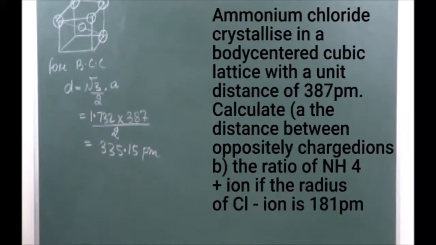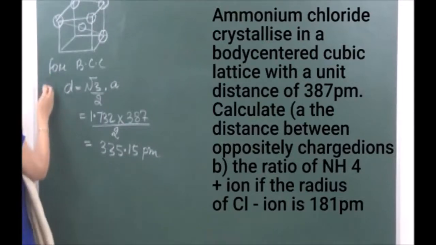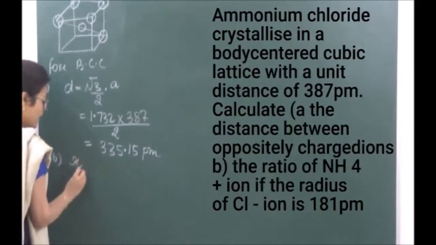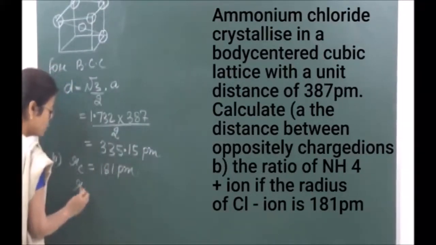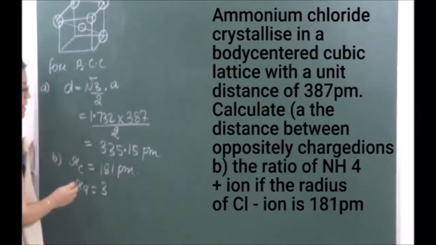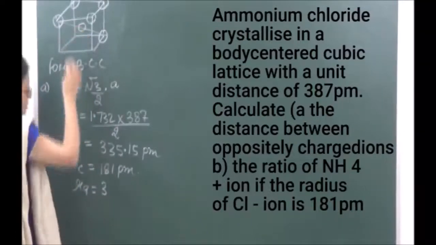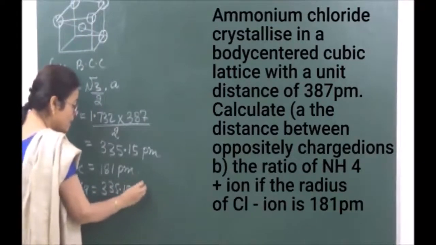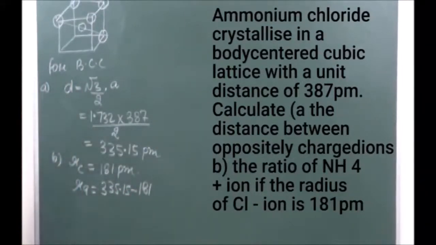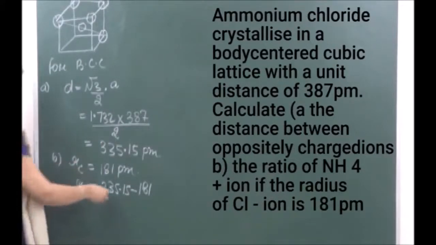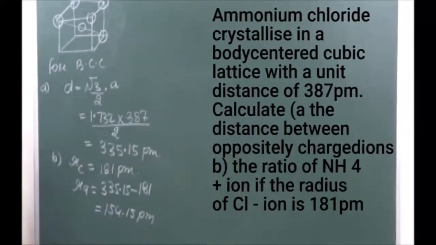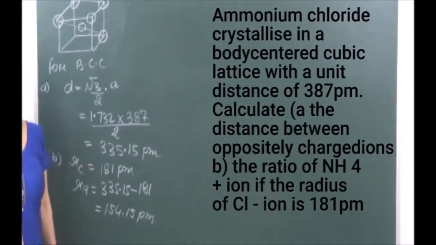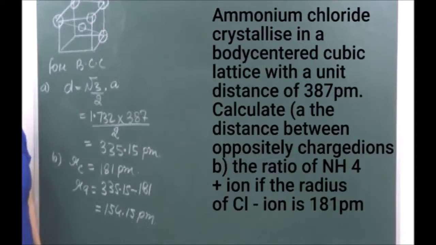Okay. Second, what are they asking? They are asking us the radius of the cation. So the radius of the anion given to you is, this is part A, B. The radius of the cation given to us in the question is 181 picometers. So what will be the radius of the anion? 335.15, which is the nearest neighbor distance, minus 181 picometers. Okay? So calculating this, the answer is 154.15 picometers. This is going to be the answer. Right? So this is how we do such kind of questions.